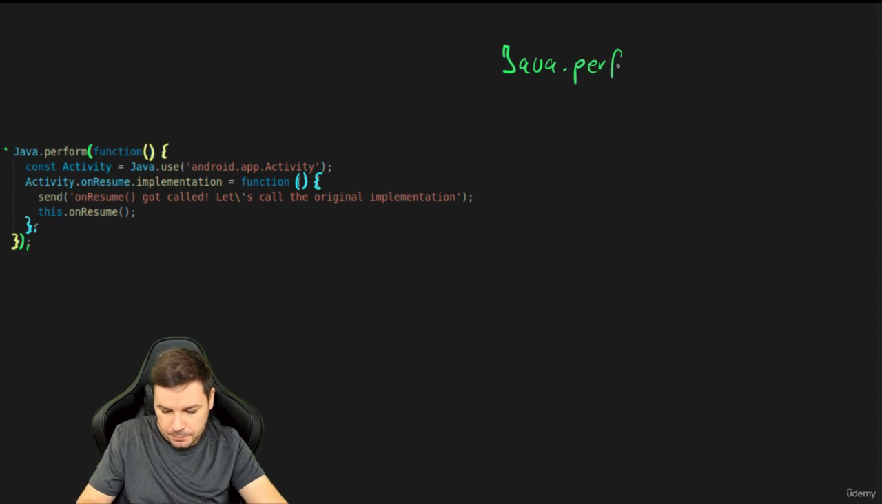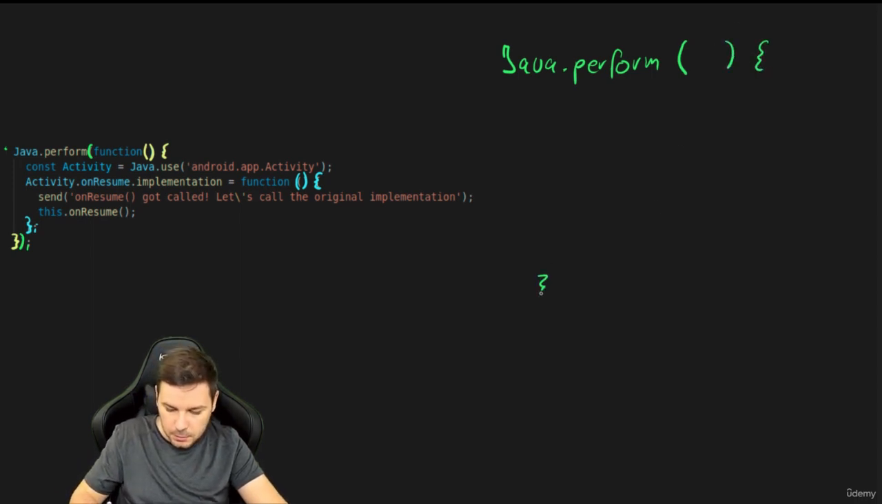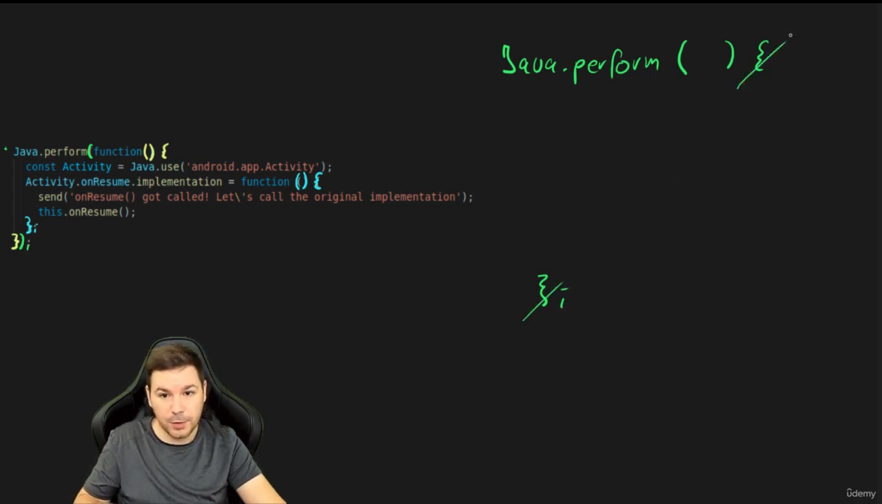Java.perform. And we are calling a function. In this case, we do not have a function body, so we do not have it this way. This is not a function definition, therefore we do not have those two. We are just calling a function, therefore we only have this function call with those brackets. So let me get rid of this one.